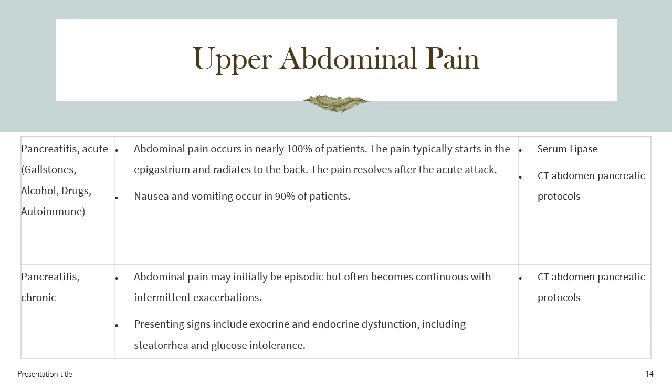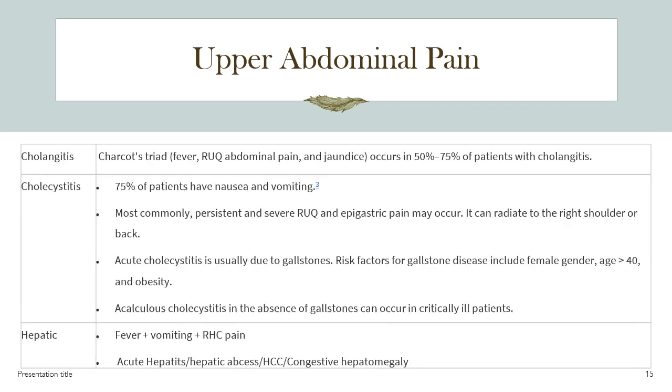If you are suspecting acute pancreatitis, always ask about history of gallstones, any history of alcohol use, any history of drug use like steroids or antiretroviral drugs, and any history of autoimmunity or other autoimmune dysfunctions along with pancreatitis. Ask these questions if you are suspecting pancreatitis in any patient.